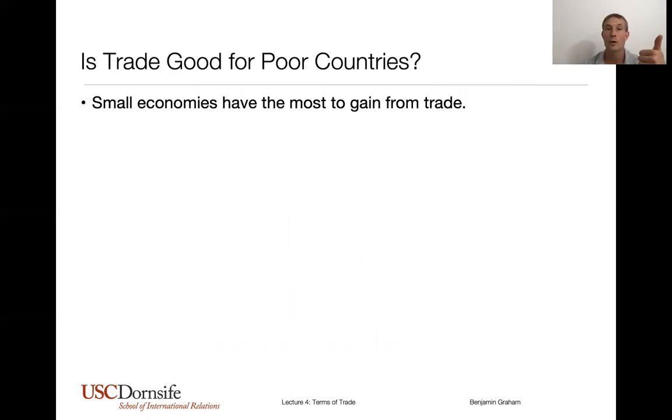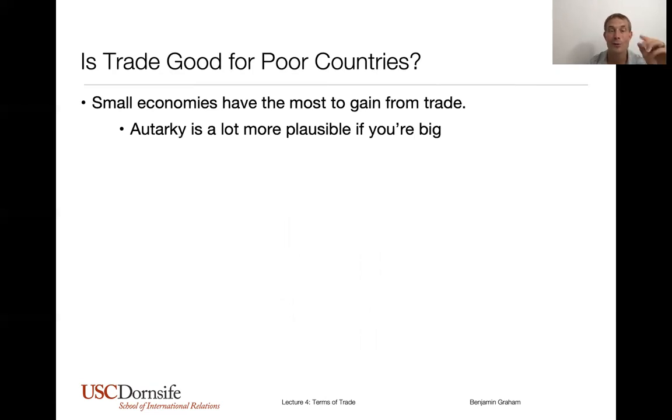Okay. But if we really want to get at this, is trade good for poor countries? We've talked about how small economies have the most to gain from trade, right? In the sense that when they enter a market, they don't move the price. So it's easier for them. They're more likely to be able to trade at the other state's marginal rate of transformation or closer to it. So in a market that has no politics affecting it, they're going to get a higher share of the gains from trade.